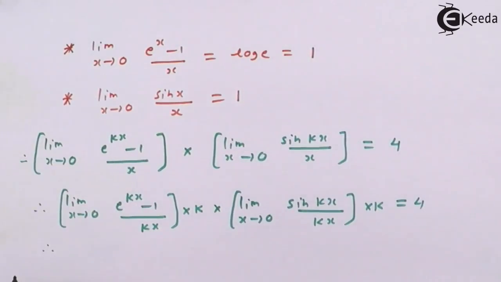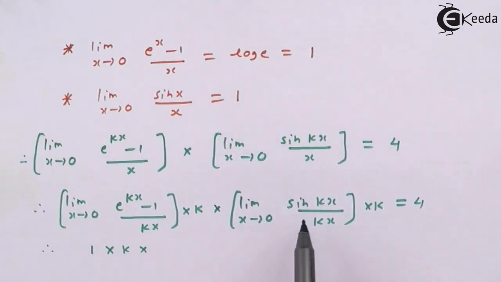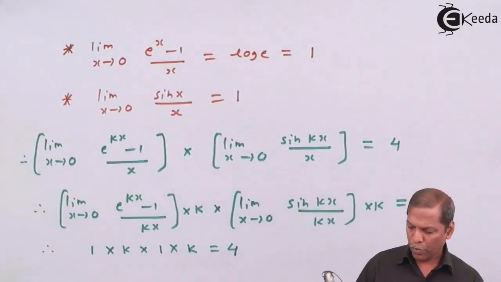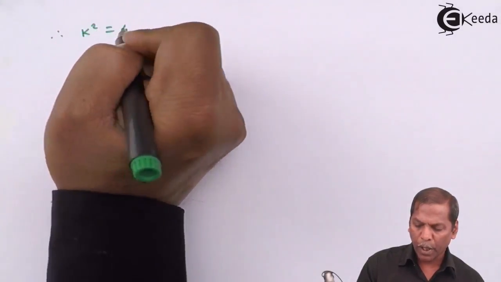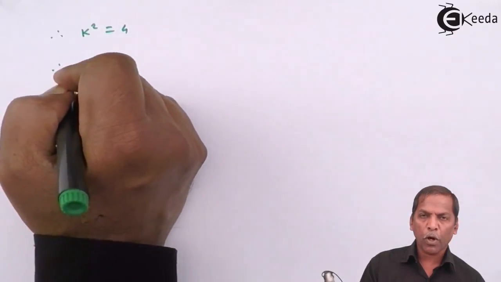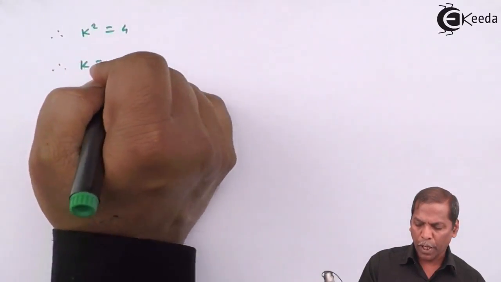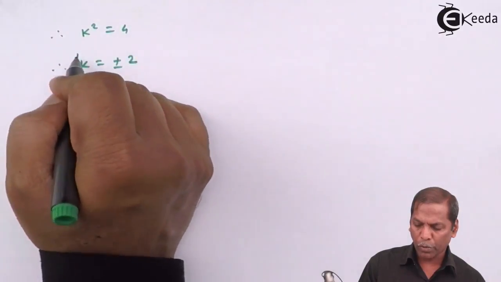So the next step will be limit x tends to 0 (e raised kx minus 1) upon kx, that gives 1 into k, into limit x tends to 0 sine of kx upon kx, that again gives 1 into k, is equal to 4. So therefore k into k, that is k square, is equal to 4. Taking square root on both sides, we have k equal to plus or minus 2.